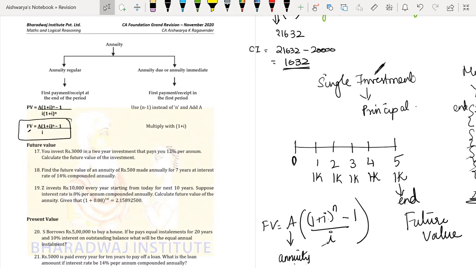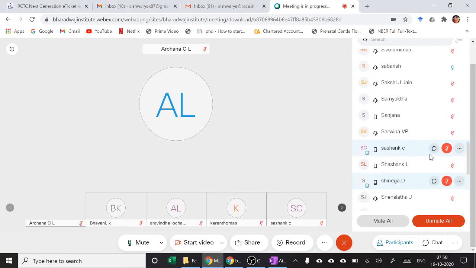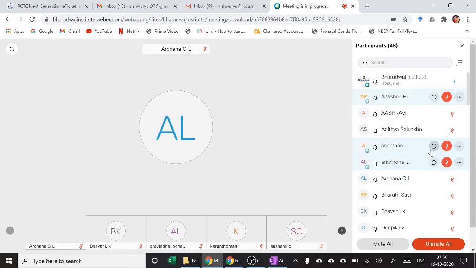Now let us look at the question. Future value, I have put in 3 questions. Let us look at it. Can I have a volunteer who can read it so that my voice doesn't become very monotonous to everybody? Who wants to read?